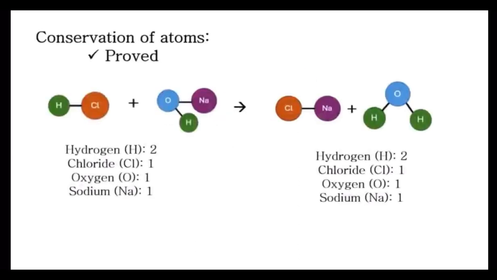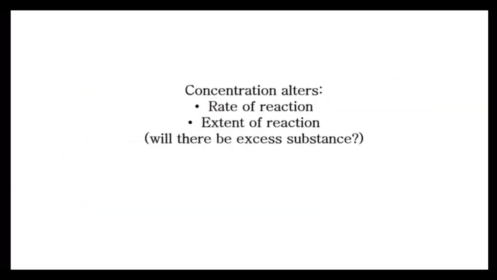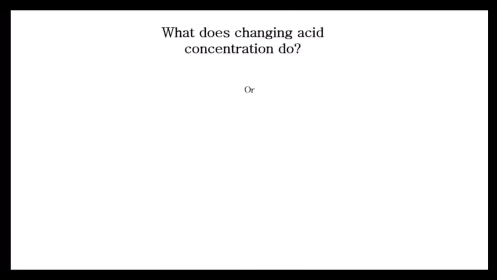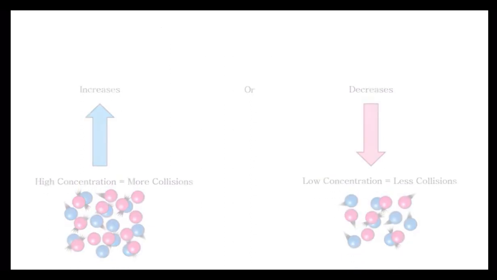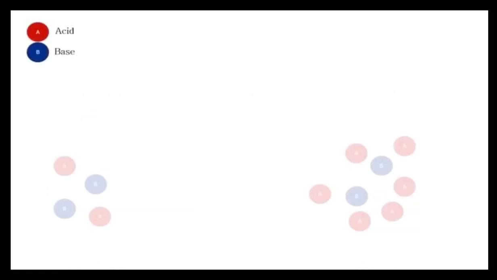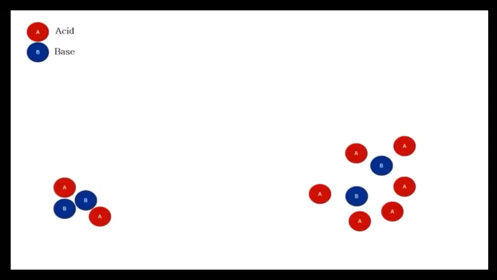As we can see, no matter is destroyed nor created, obeying the laws of the rearrangement and conservation of atoms in a reaction. Concentration is extremely influential in not just the rate of reaction, but also the extent of the reaction, meaning not all reactants are entirely consumed during the reaction, resulting in an unreacted excess. Modifying acid concentration either increases or decreases the rate of reaction, also referred to as the frequency of collisions between particles. If you decrease the concentration of the acid, there are fewer acid molecules present, hence the chances of acid-base collisions are reduced, resulting in a lower reaction rate.